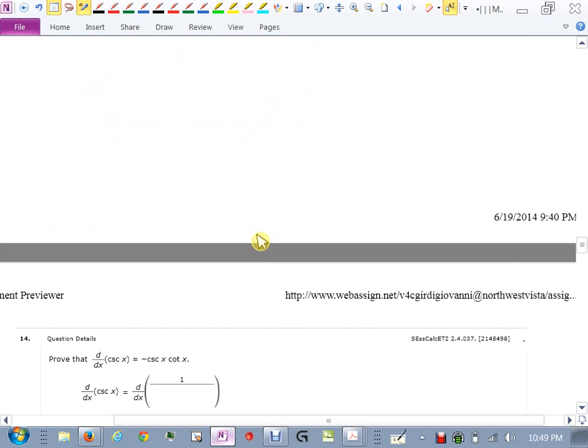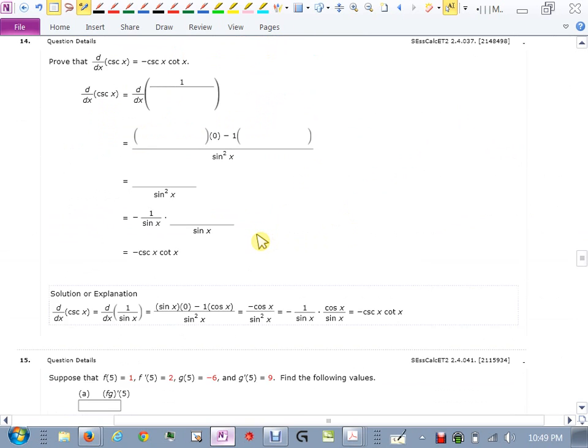Okay, moving along. Okay, this one they want you to fill in the blanks, I think. So let's start this thing out. We want the derivative of cosecant. Or actually, we want to show that this is true. Prove that identity.